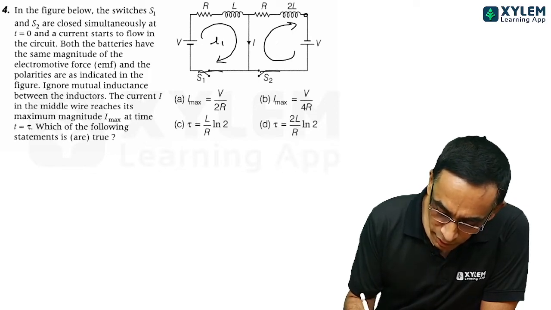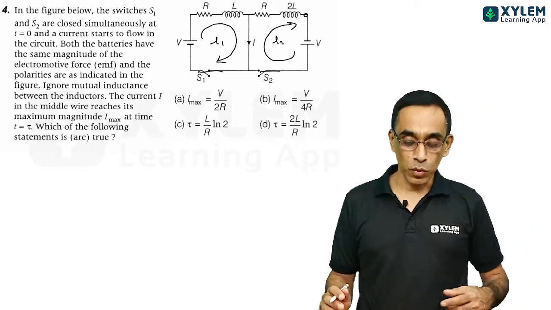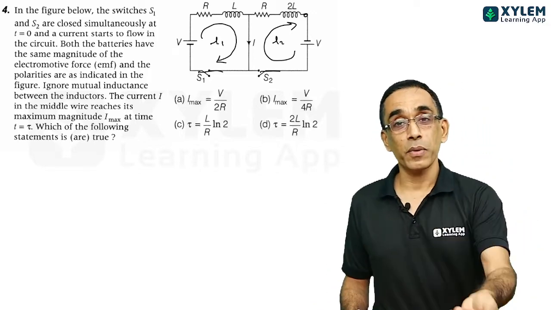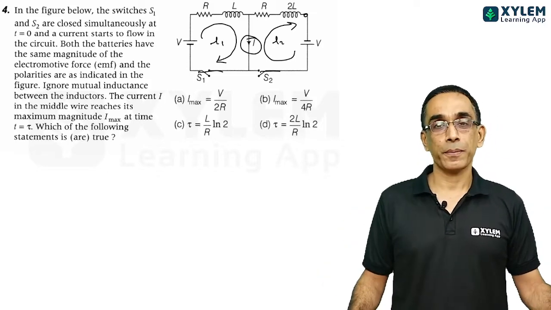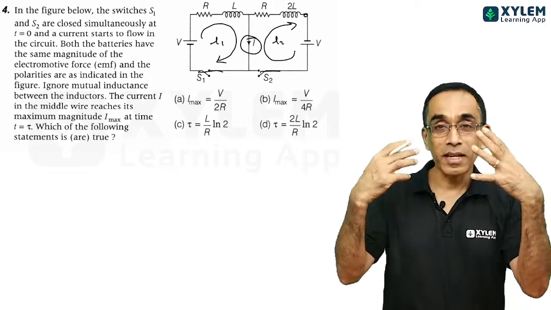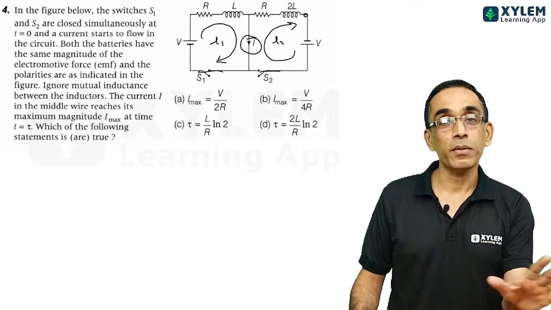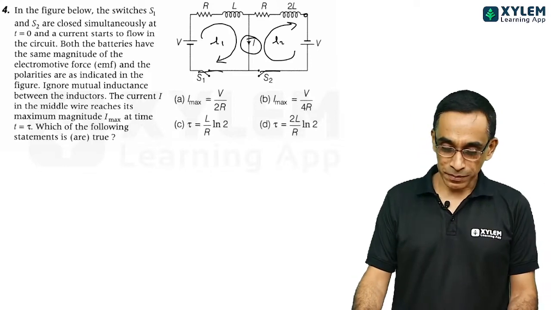Let me call this current I1. This is current I2. Now I1 and I2 are flowing in opposite directions, so the net current I must be the difference between I1 and I2. And that current reaches a certain maximum value. You need to find out the details about that maximum value.